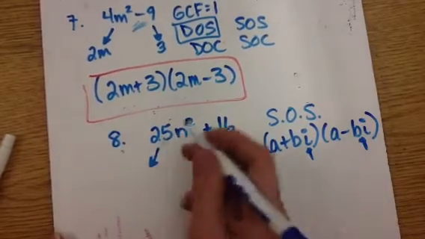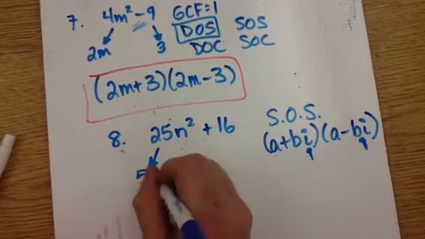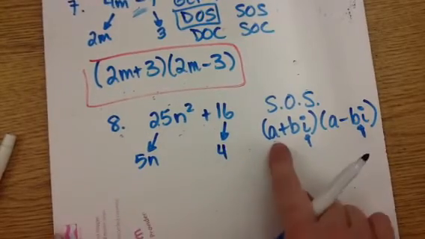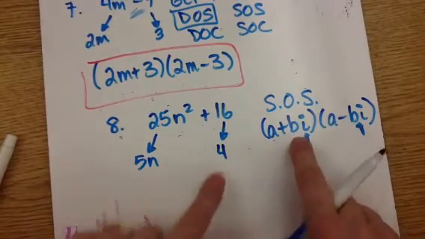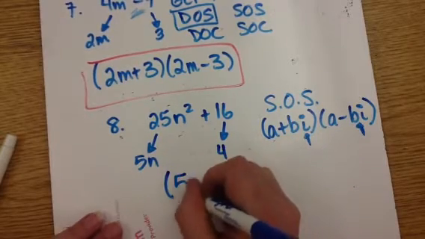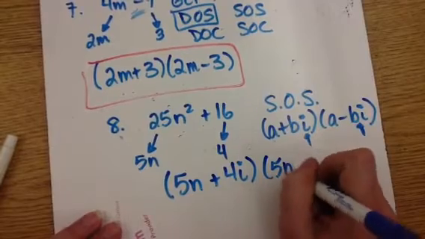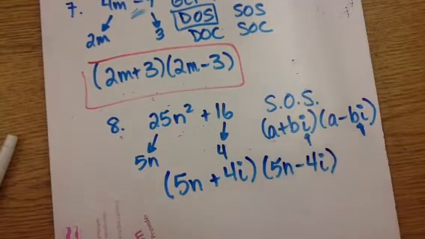So I look to see what times itself will be 25n squared, and that's 5n. What times itself will be 16, and that's 4. So A is going to be 5n, B is going to be 4. So this will factor into 5n plus 4i times 5n minus 4i.